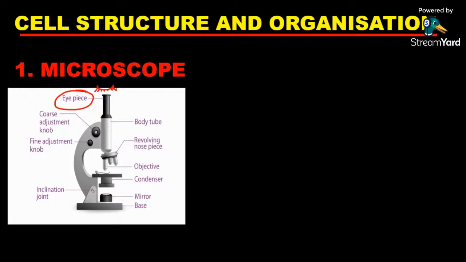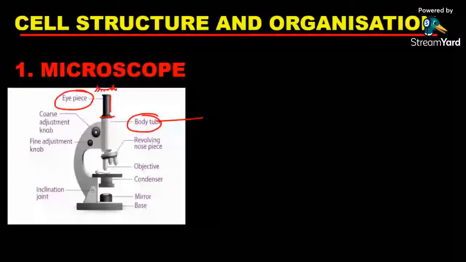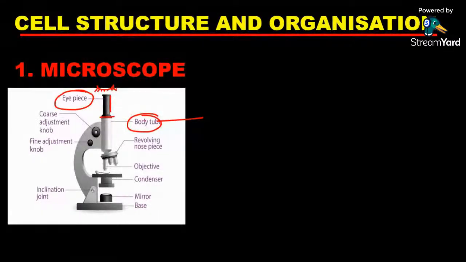So the eyepiece simply contains the magnifying lenses, and that is where we look through. Then the other part that we can look at, we can move to the body tube. What is the function of the body tube? As you can see, on top of the body tube is where you find the eyepiece, and down here you find the revolving nose, the one that has some objective lenses. The body tube holds the eyepiece and the lenses in position. That is the function of the body tube.